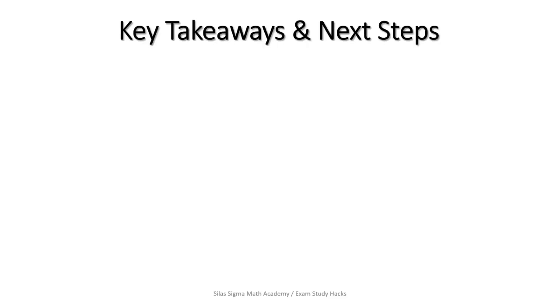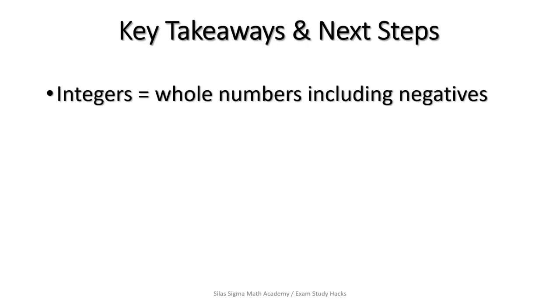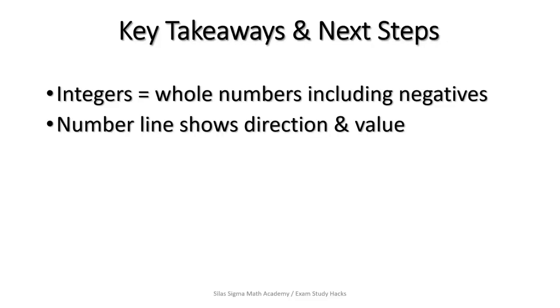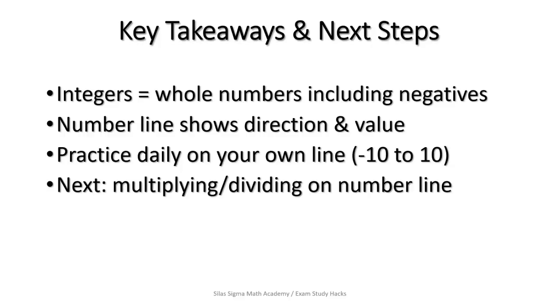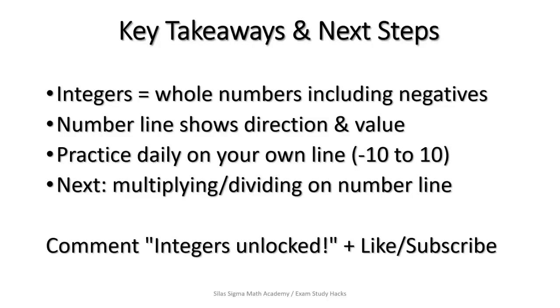These are some of your key takeaways. Integers are whole numbers, including negatives. Meaning we have positive whole numbers, 0 and negative whole numbers. The number line shows direction and value. Then practice daily on your own. Create your own number line and practice with it. Then our next video will be on multiplying and dividing on the number line.